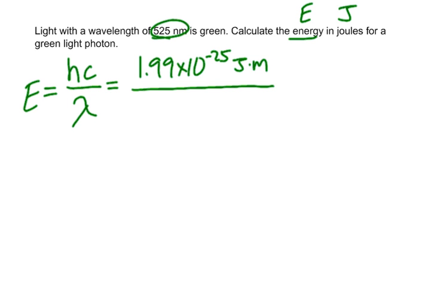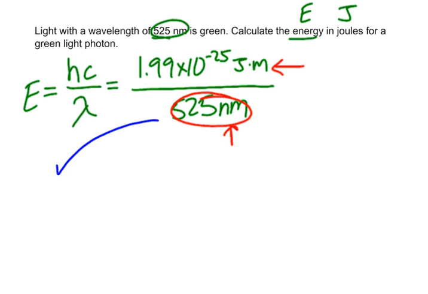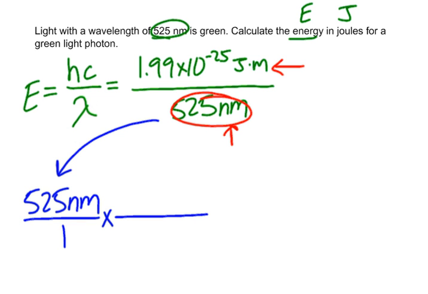Now, the thing is, I cannot put 525 because that is in nanometers. As you can see, this unit and that unit are not the same unit. So this has to be converted over. So let's go ahead and convert it. Right over here, we're going to go 525 nanometers over 1, there is a billion, or 1 times 10 to the 9 nanometers for every 1 meter.